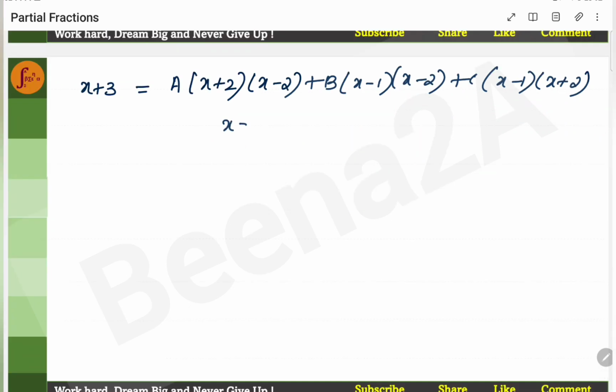Now I'll take the values of x. Plus 2 means minus 2. Here minus 2 means plus 2. Right? Again, x is equal to minus 1 means take the opposite sign, 1. So take 3 values of x and substitute.